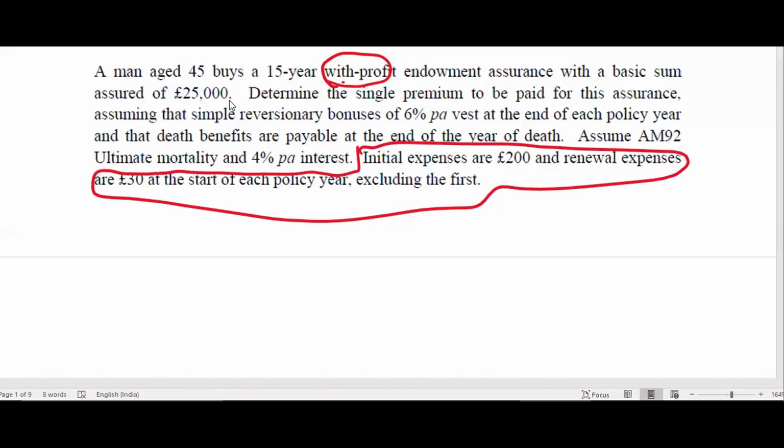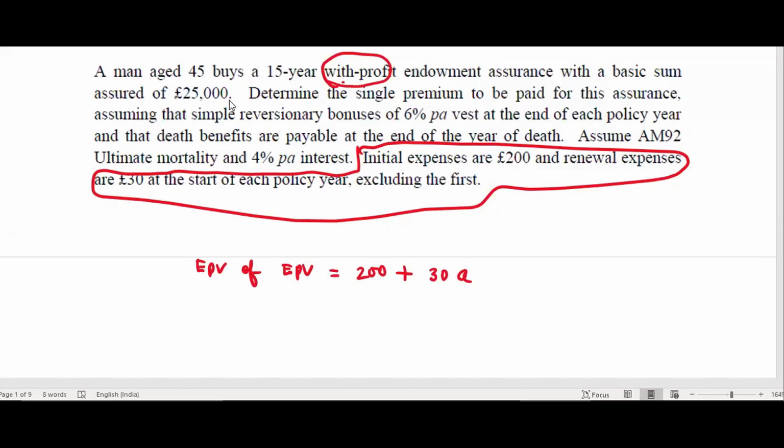Initial expense is only 200 here. Renewal expense is 30 at the start of each policy year, excluding the first. If you write the initial expense, the EPV of expenses, who can answer? What will be the expression here? 200 fixed at 0 and 30 at the start of each policy year.